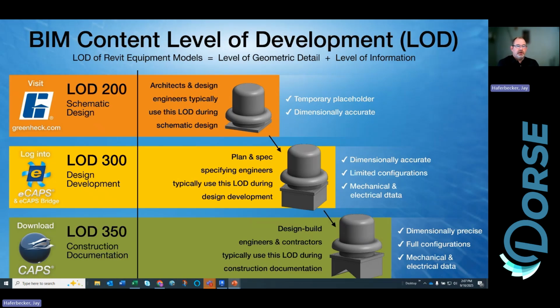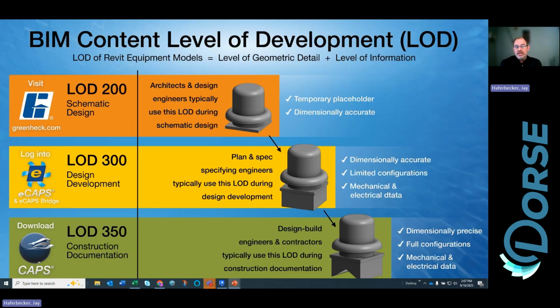So the first one there, if you go to greenheck.com, you're going to get an LOD 200, what your typical HVAC manufacturer offers, basically a Revit family. You download it off their website, and you pick a size and you insert it, away you go. No performance, no electrical info, just the 3D space envelope of the product.